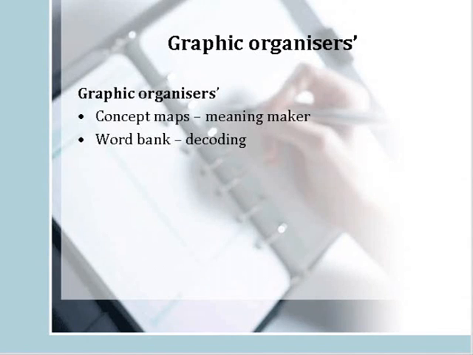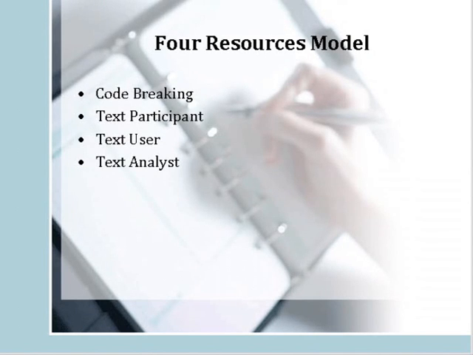Graphic organisers. Graphic organisers are valuable tools for students having difficulty organising information. Concept maps aid the students to visualise and make meaning from text information. The 4 resource model. Luke and Freebody's 4 resource model consists of 4 prerequisites for fluent reading and effective comprehension. Code breaking, text participant, text user, and text analysis have been used throughout this unit.